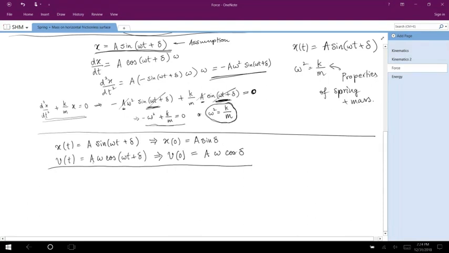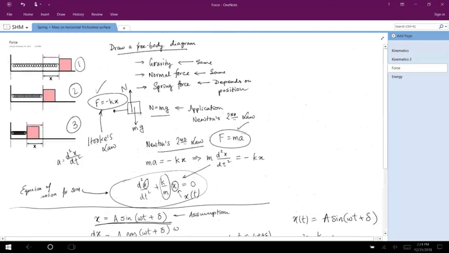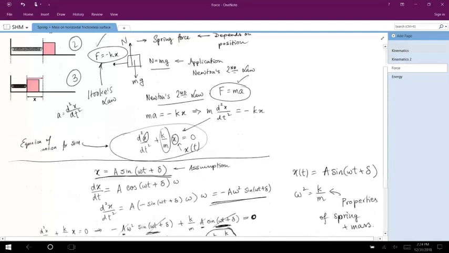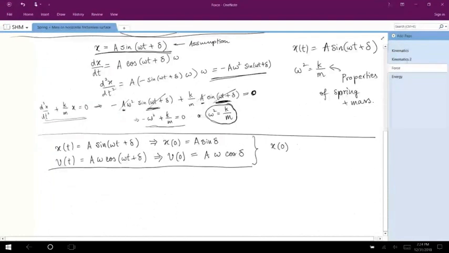And similarly, if we use the velocity expression, we find that the velocity at time t equals 0 is equal to A omega cosine of delta. But we know both of these quantities, x of 0 and v of 0. X of 0 is simply the maximum value of x that we started off with. So x of 0 is this length over here, which we can call x max or x of 0, whatever you like. So we will call it x max over here. So x of 0 is x max.